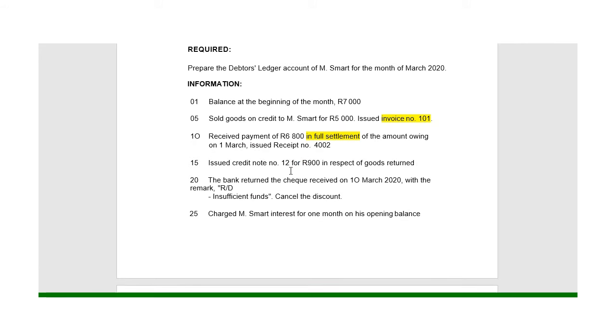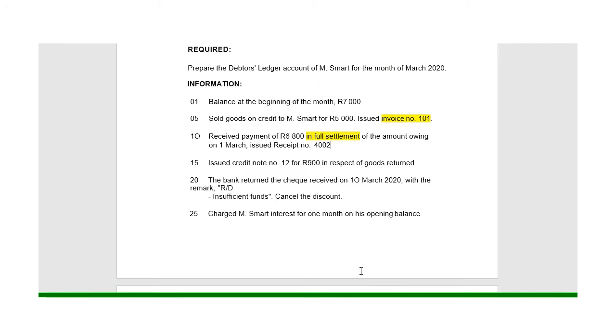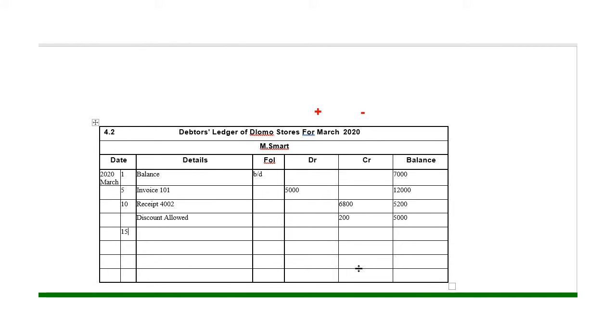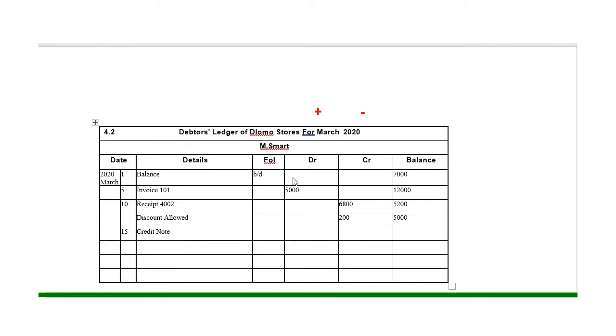Right, the next, on the 15th, issue a credit note number 12 for 900 in respect of goods returned. And that happened on the 15th. And it is a credit note. Credit note means for goods returned, which would be on the DAJ, the Debtors Allowance Journal. And it is for 900 Rand. Okay, first of all, the credit note number 12. So again, I'll put in the document type, credit note, and the number.